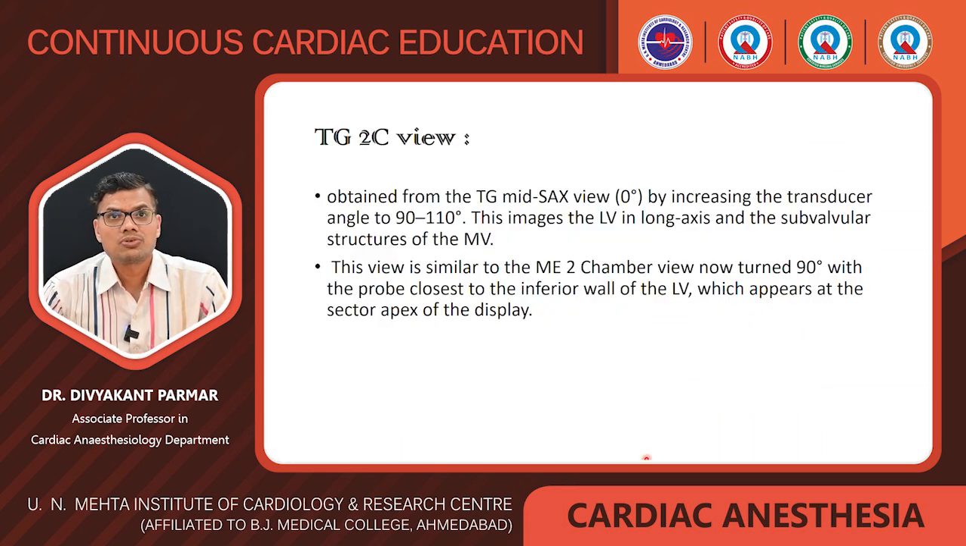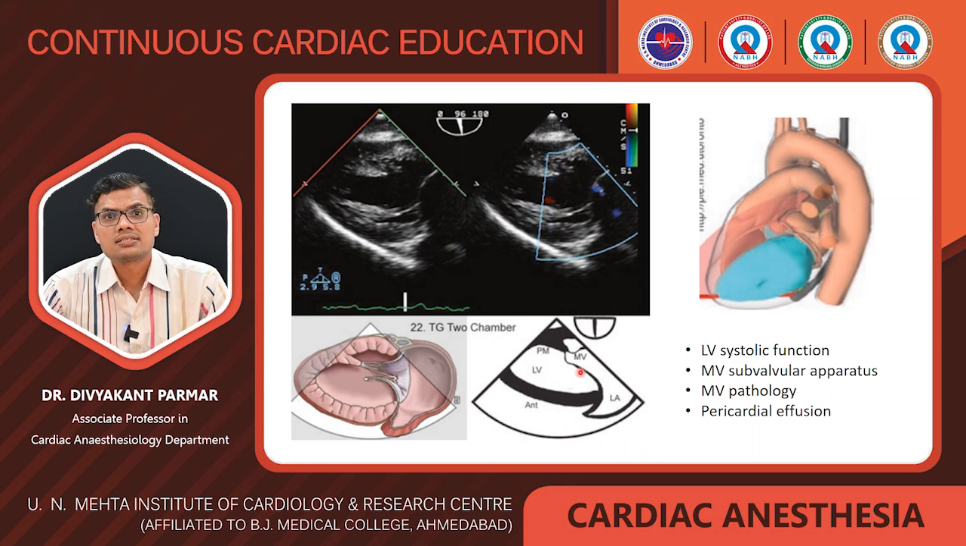Coming to the transgastric two-chamber view, this view is obtained from the transgastric mid-short axis view by increasing the transducer angle to 90 to 110 degrees. This image shows the left ventricle in long axis and the subvalvular structures of the mitral valve. We can see the subvalvular apparatus of the mitral valve, and this is the left atrial appendage. This is the anterior wall of the LV, and this is the posteromedial papillary muscle. We can also see the chordae tendineae clearly in this view. As in other views, we can also assess the left ventricular systolic function and the mitral valve pathology in this view.